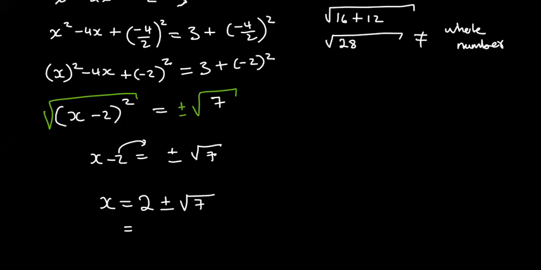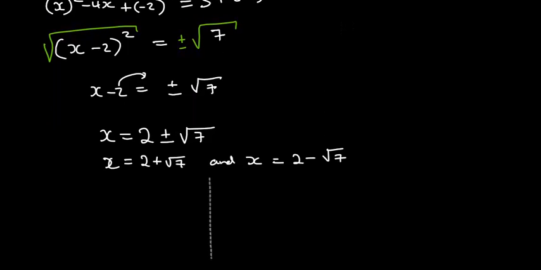Which means x equals 2 plus root of 7, and again x is equal to 2 minus root of 7. So that's the basics of completing the square.